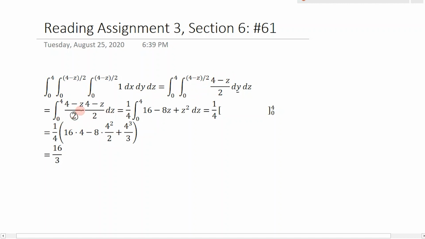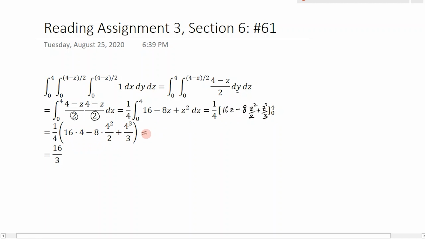Then I factored out this 2 and this 2, so I got 1 over 4. Whatever is here, I expanded it, so I got 4 times 4, 16, minus 2 times 4 times z, so minus 8z, and then plus z squared. Then I integrated this, and I got 16z minus 8z squared over 2 plus z cubed over 3. And I plugged in 4 and 0, so I got 16 times 4 minus 8 times 4 squared over 2 plus 4 cubed over 3. And then the same thing evaluated at z equals 0 is just 0.